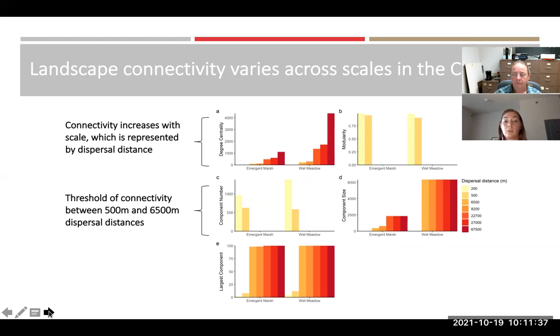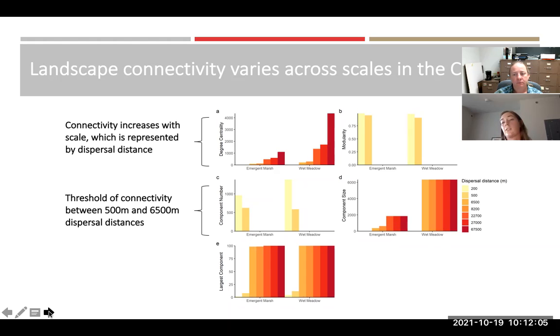So at those shorter dispersal distances, there are many hundreds to thousands of these isolated components or node clusters. But at the 6,500 meter dispersal distance and above, those components disappear in the landscape. Telling us basically that a species in one individual habitat patch could access any other habitat patch in the landscape, given its dispersal distance is great enough to make that movement.